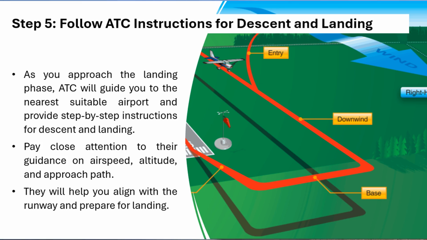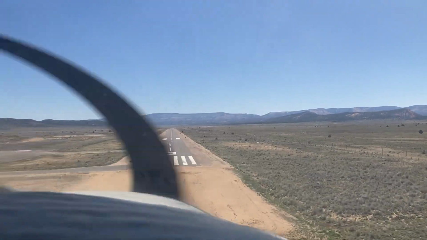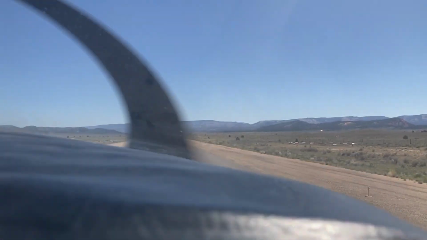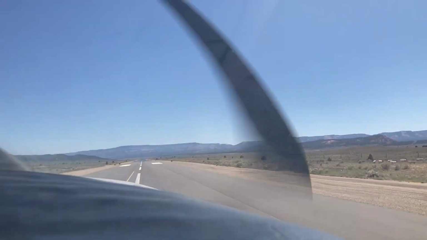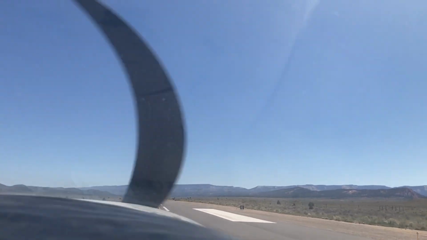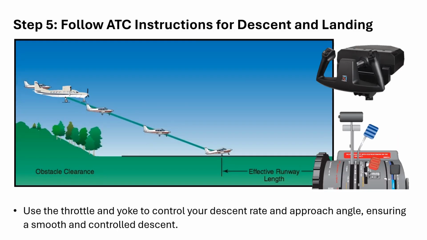Step 5. Follow ATC instructions for descent and landing. As you approach the landing phase, ATC will guide you to the nearest suitable airport and provide step-by-step instructions for descent and landing. Pay close attention to their guidance on airspeed, altitude, and approach path. They will help you align with the runway and prepare for landing. Extend the landing gear and deploy the flaps as instructed to slow down and stabilize the aircraft for landing. Use the throttle and yoke to control your descent rate and approach angle, ensuring a smooth and controlled descent.